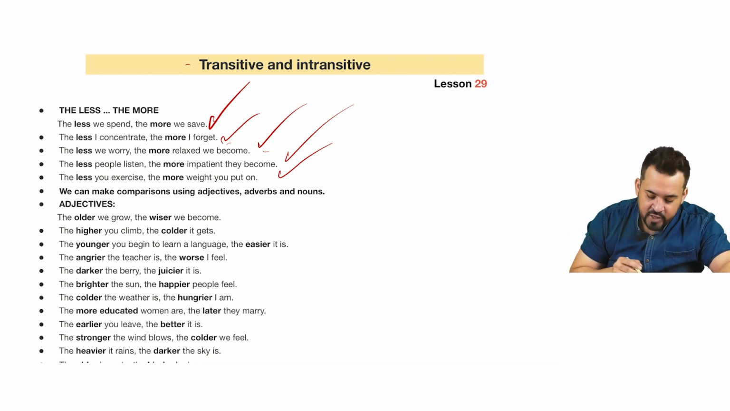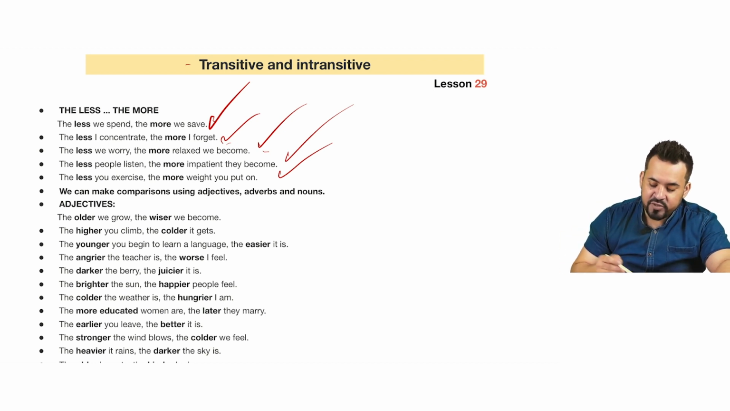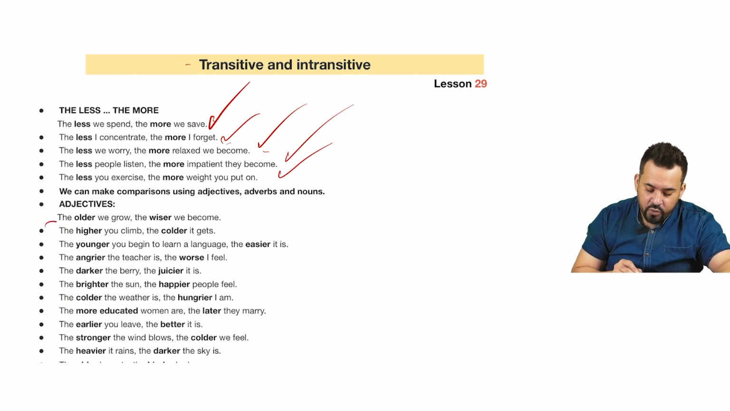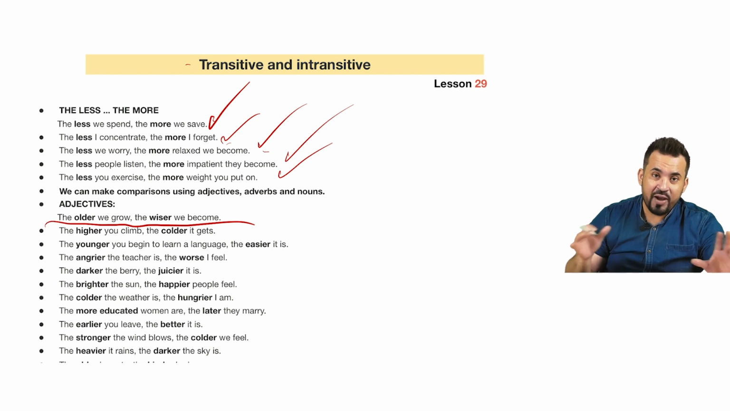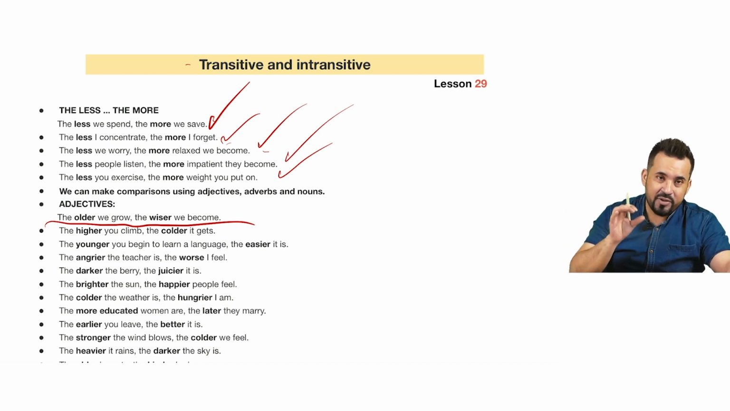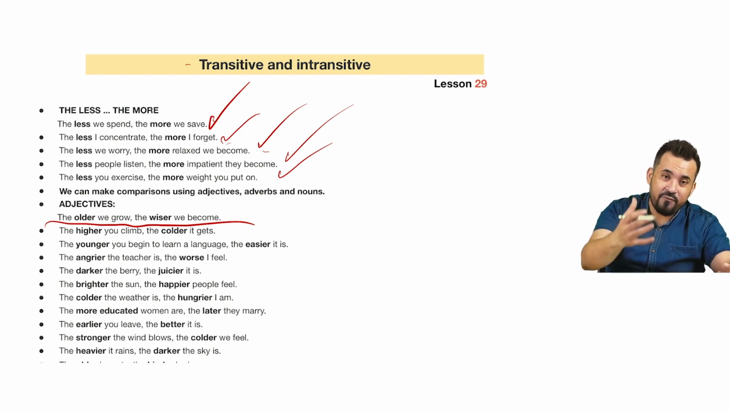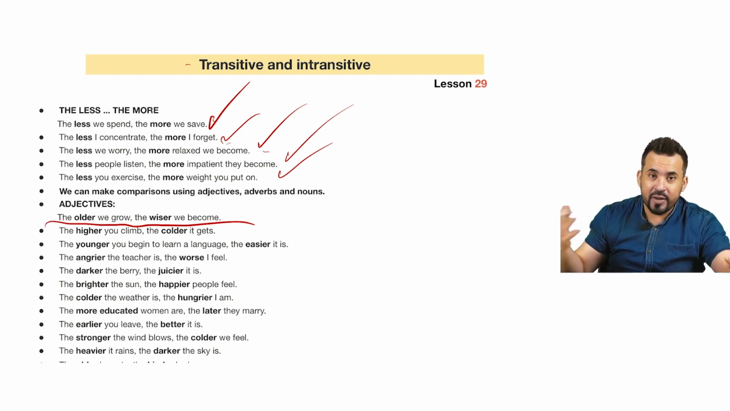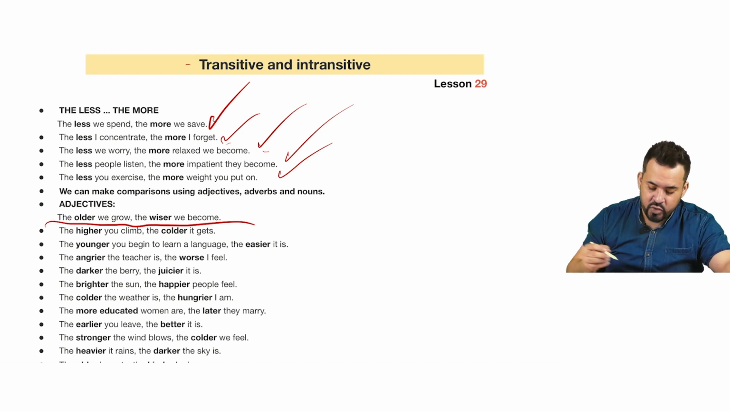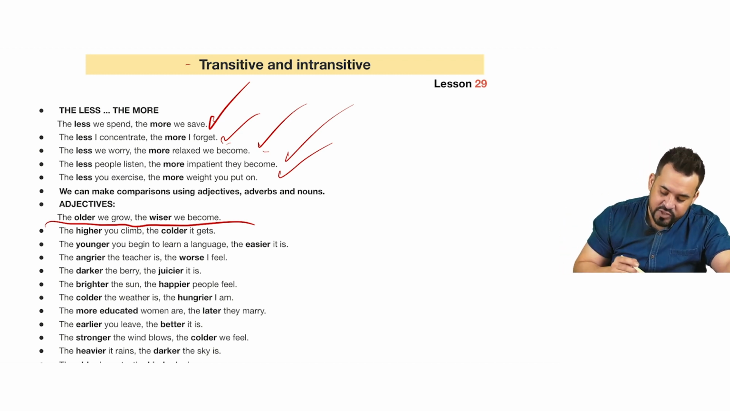All right, next one is we can make comparisons using adjectives, adverbs, and nouns. Like the older we grow, the wiser we become. Right? So we don't have to be confined to less and more. We can use other words too. You can say the older you grow, the wiser you become, the higher you climb, the colder it gets.